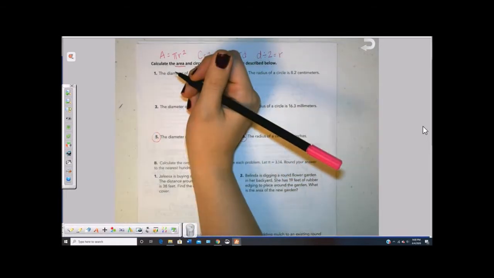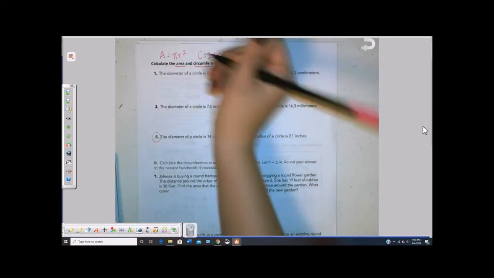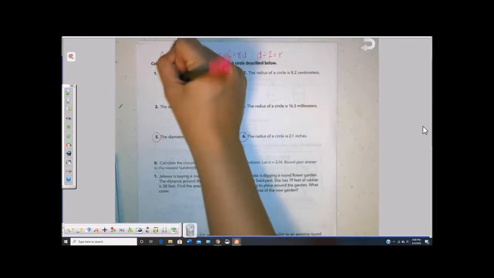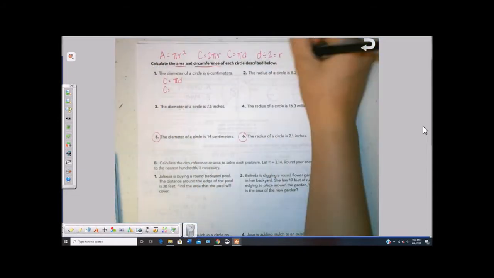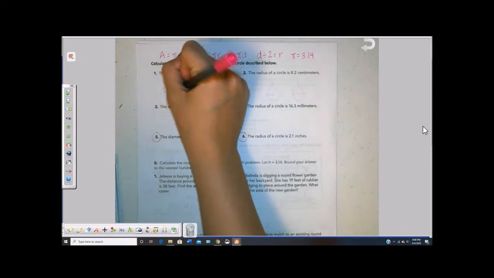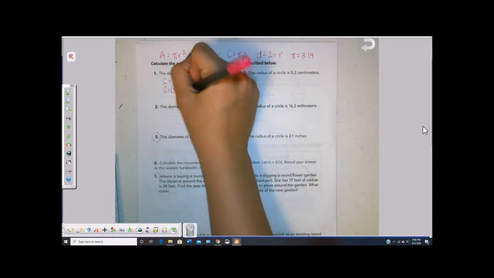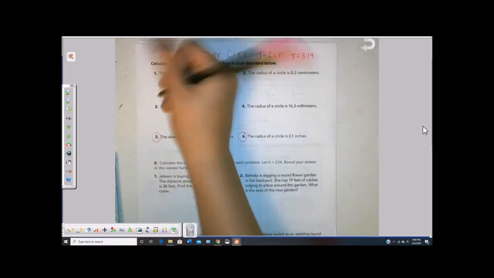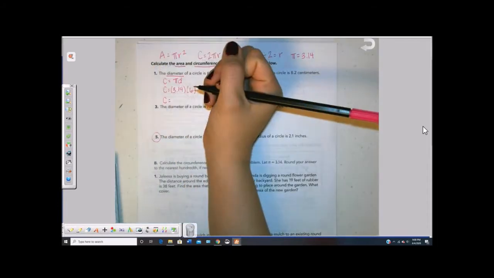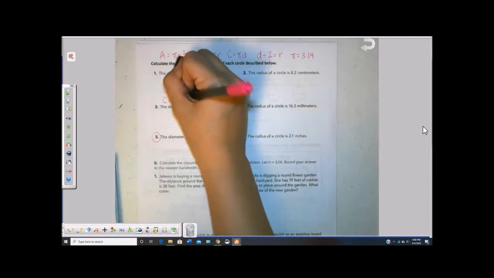So if you look at number one, it has a diameter of 6 centimeters. So because we have diameter, I'm going to use C equals pi d. And remember, pi equals 3.14. So I'm going to take 3.14 times 6, and we get 18.84 centimeters.